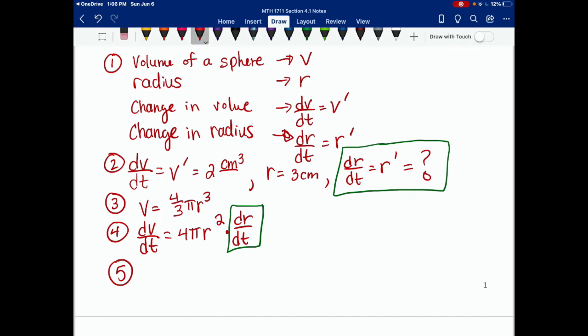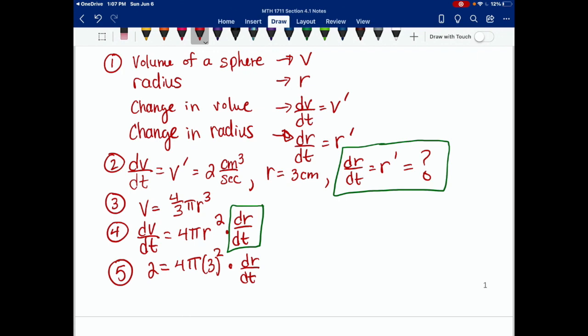Whoops, I think I made a mistake here. Let me rewrite that. It's 2 centimeters per second. So I'm going to plug in 2 for dV/dt. The radius at the time that we're looking for is 3, so I'm going to plug in 3. And this is times dr/dt, which is what we're trying to solve for.